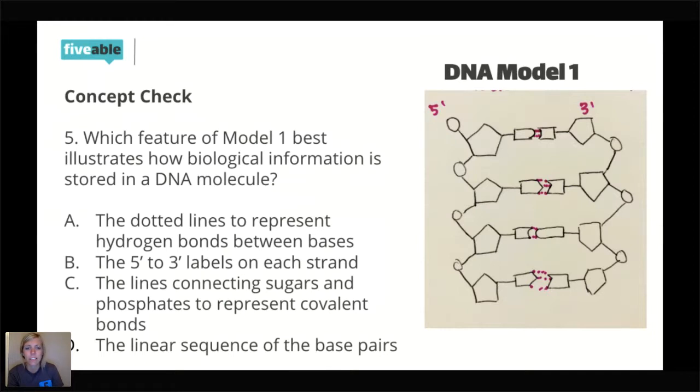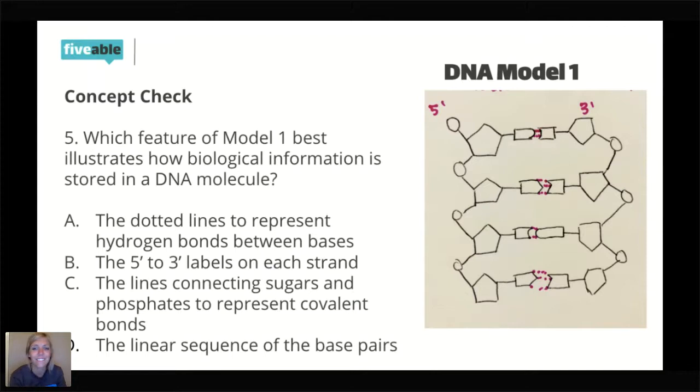C says the lines connecting the sugars and phosphates to represent covalent bonds. Okay, so is it the covalent bonds that makes it a biological molecule? Or D, the linear sequence of the base pairs? So the actual sequence, A, G, C, T, T, A, C, G, G, G, like that linear sequence, does that make it biological? Or biological information, I guess I should say. It's all biological.